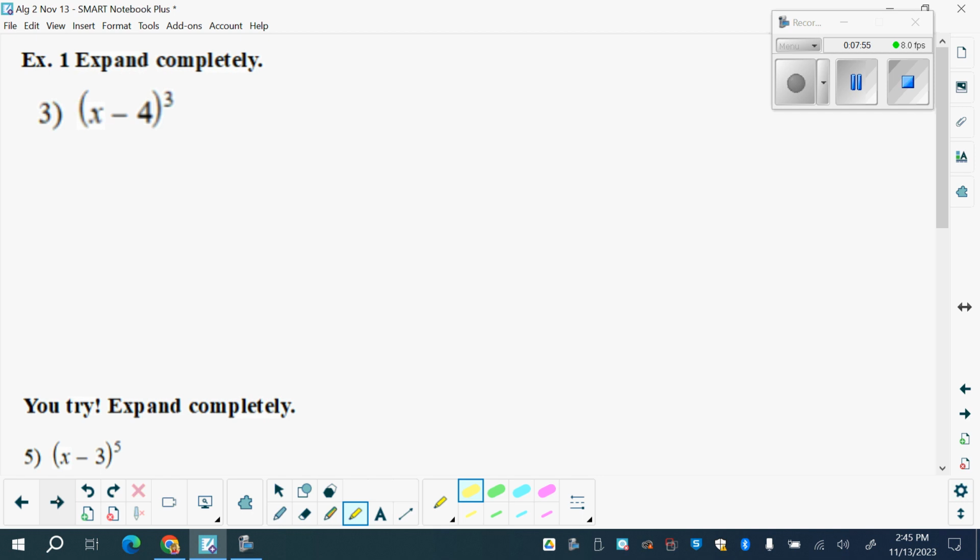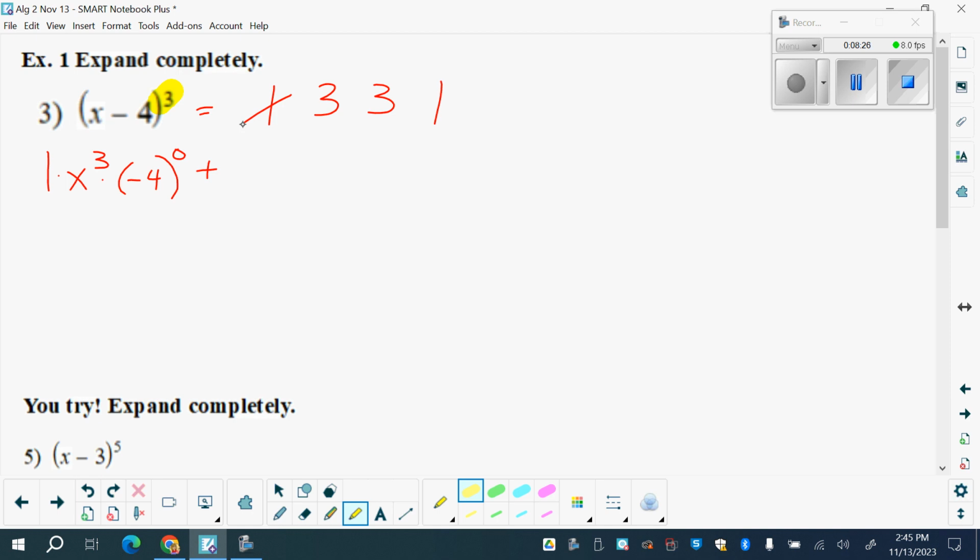Okay, x minus 4 to the 3rd. So we're using which row in Pascal's triangle? 3rd row. 1, 3, 3, 1. 1 times x to what exponent? 3. So this determines it. And then negative 4 to what exponent? 0.